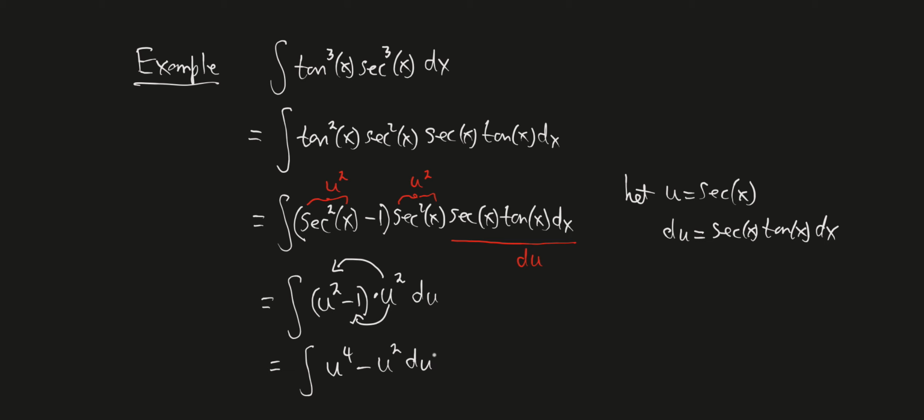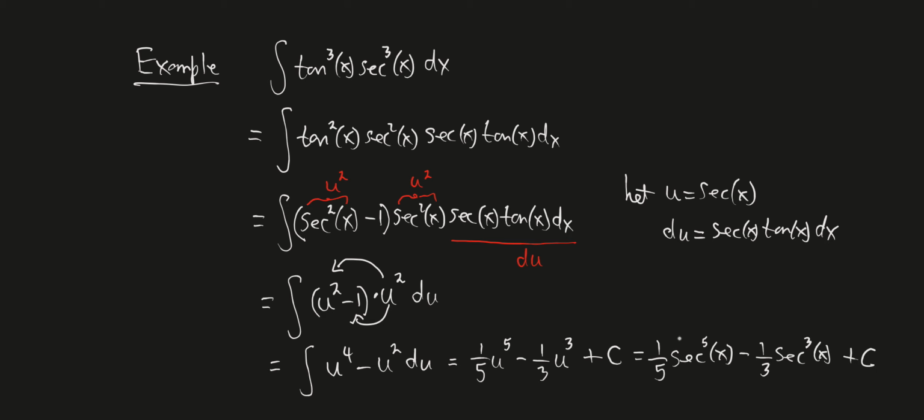term by term. So in this case, our power rule gives me 1/5 u to the fifth minus 1/3 u to the third, and then plus c. And then of course, again, this being an indefinite integral, we want our final answer to be in terms of x. So take our secant and replace the u's right here. So this ends up being secant to the fifth power times 1/5, and then minus 1/3 times secant to the third power plus c, right?